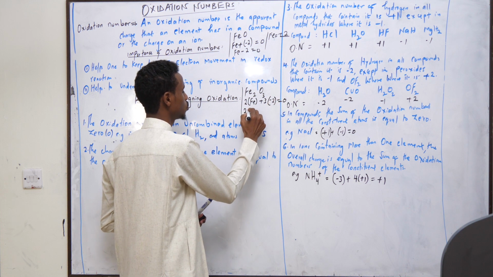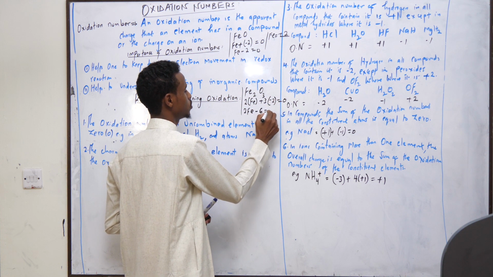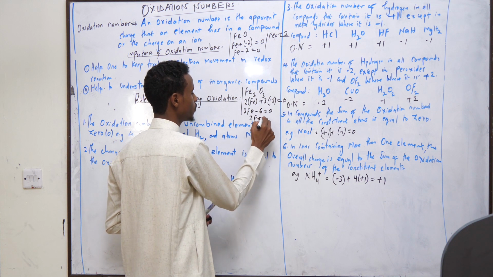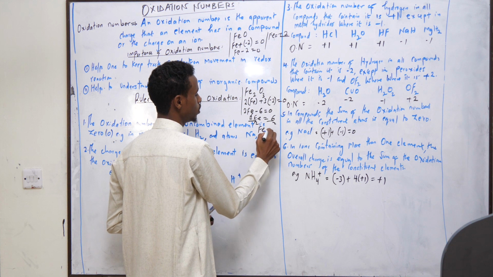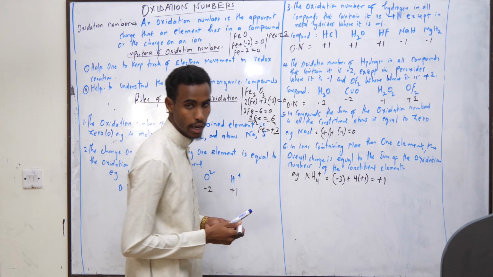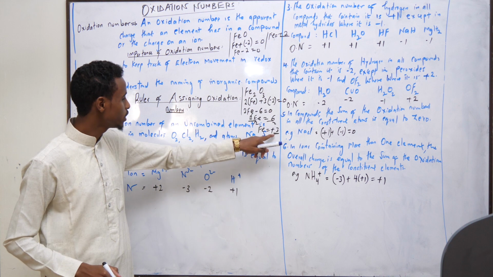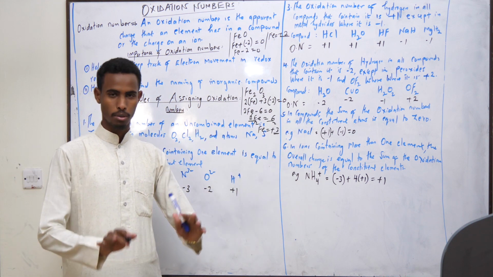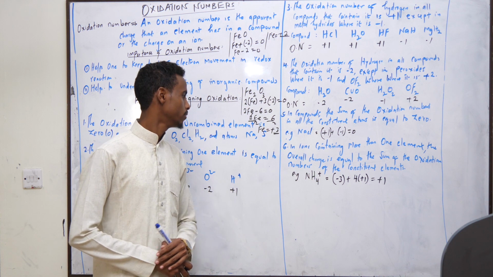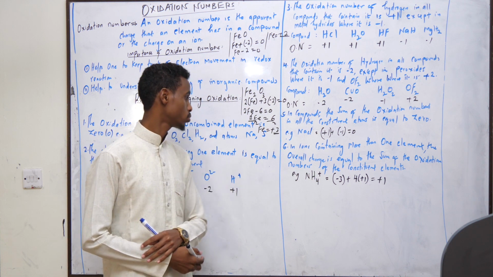Now it becomes 2Fe minus 6 is equals to 0. 2Fe will be equal to 0 over 2 over 2. Now Fe will be equal to positive 3. That is why we say iron 3 oxide, and that is rule number 5. Up to there, are we together? Are we sailing in the same boat?